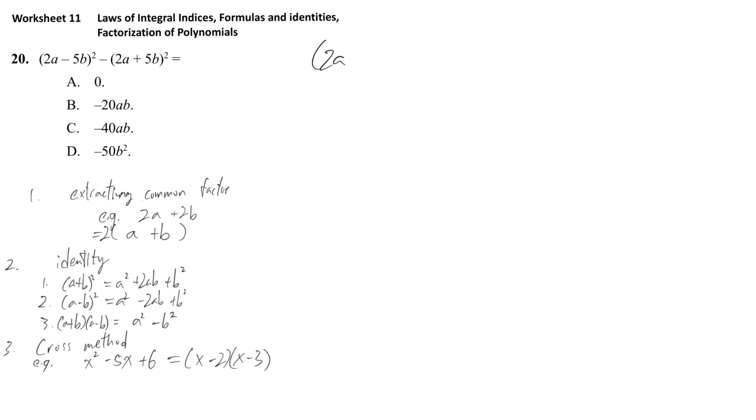So we have 2a minus 5b squared, and then minus 2a plus 5b squared. We focus on the first term first. This is related to the identity, so we can expand it using the identity. This is the second format. I know that it will become something squared minus 2 something something, and then plus something squared. Write down the bracket first and then fill in one by one, the first item, second item.